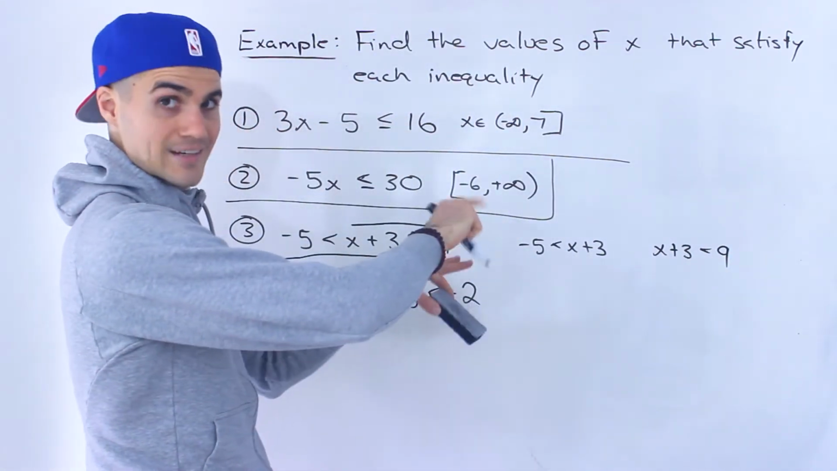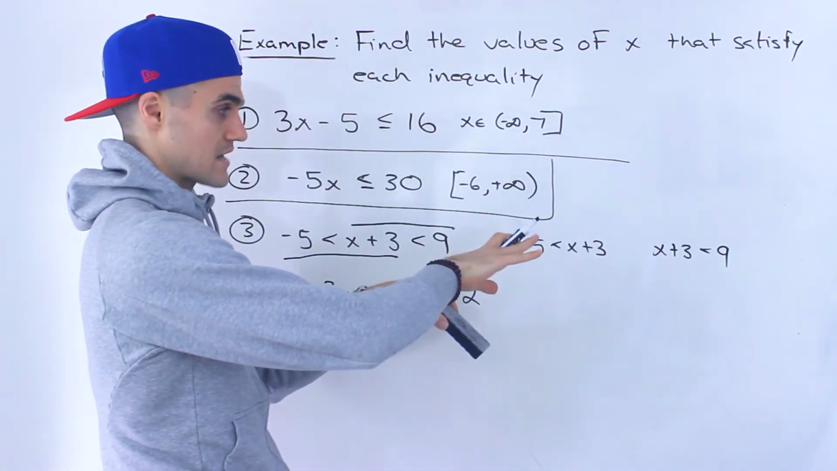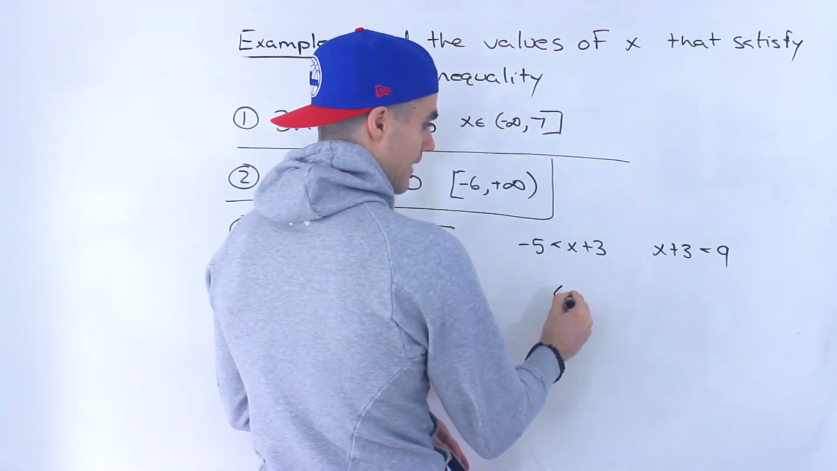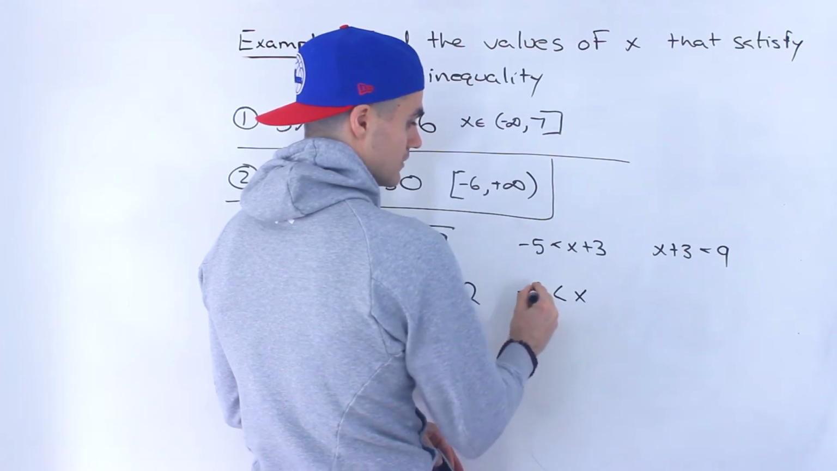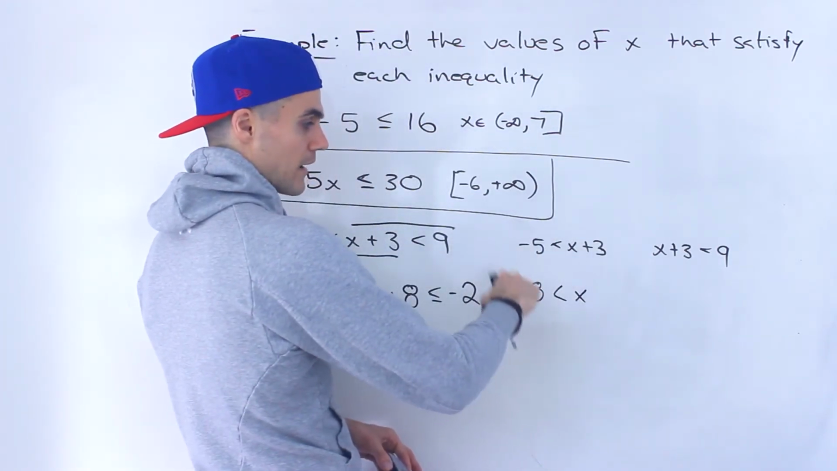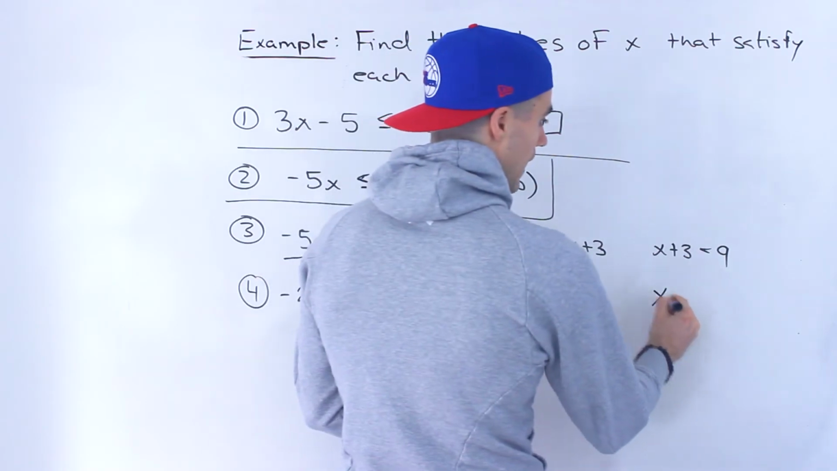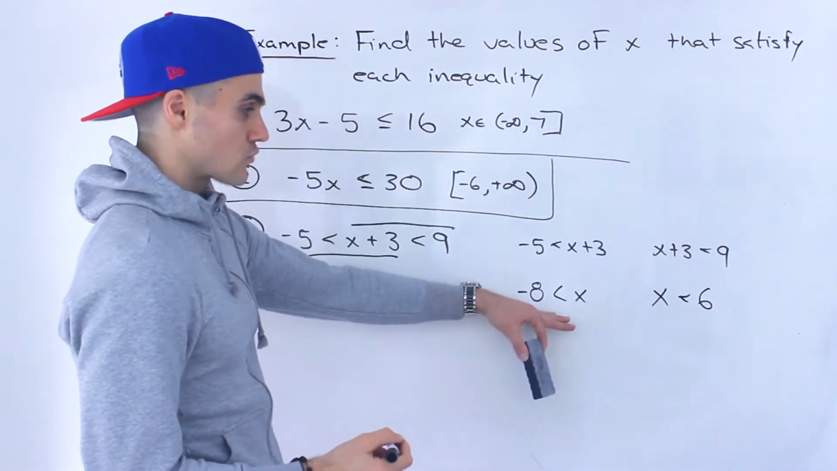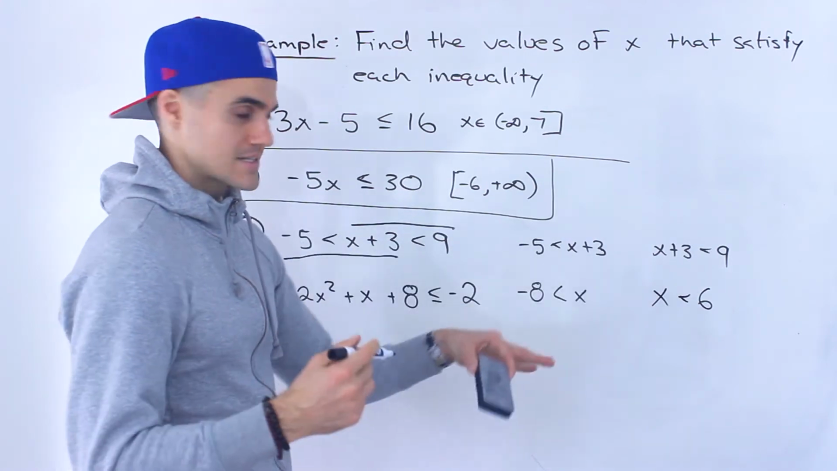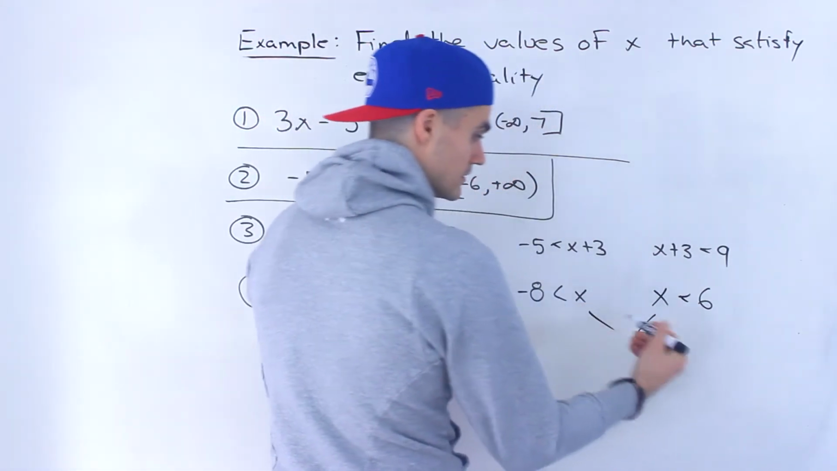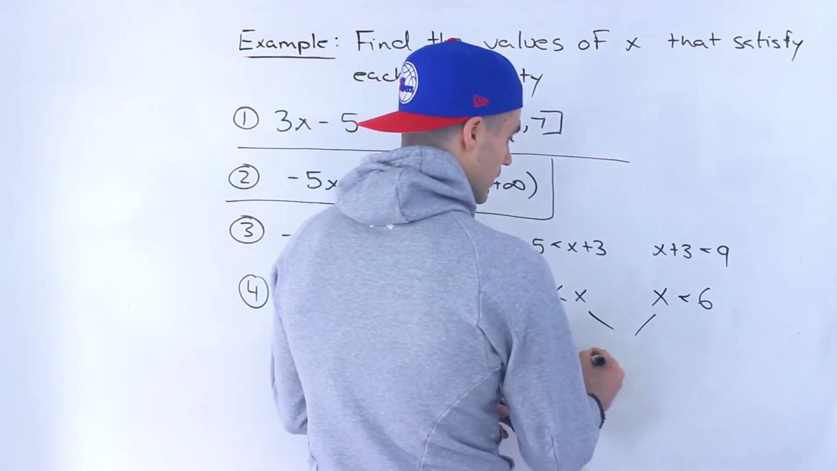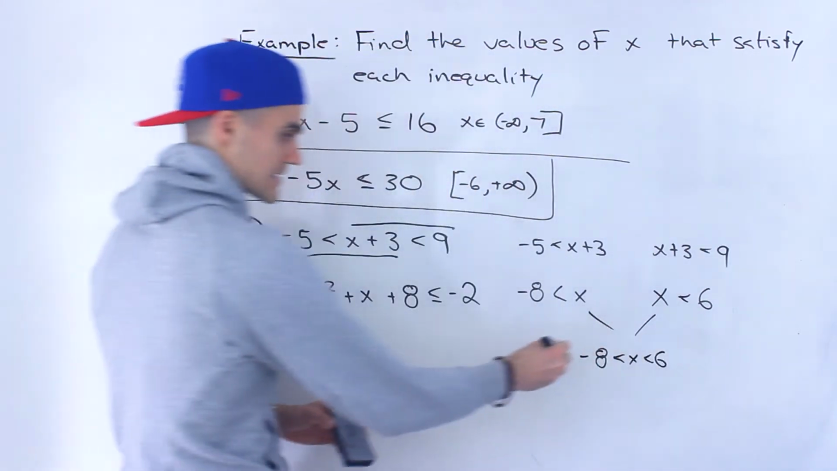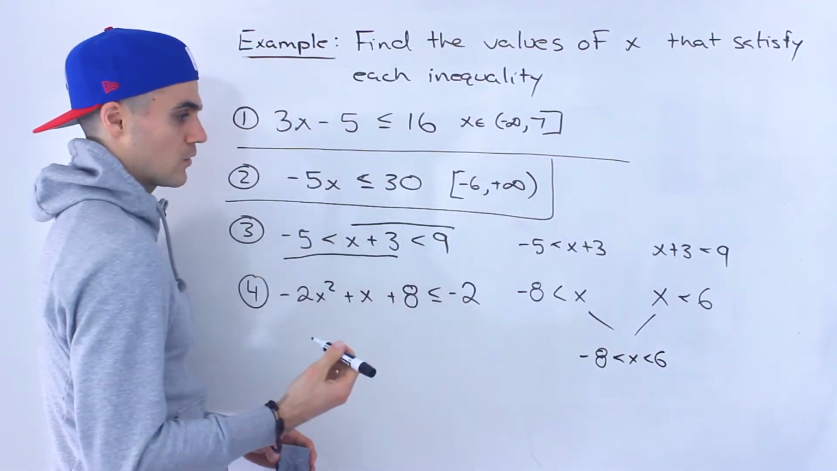Then I like to solve for the x's by themselves and then combine the answer. So notice here we would have x is greater than negative 8, right? When we bring this 3 over, negative 5 minus 3 is negative 8. Then over here we would have x is less than 6. So x has to be greater than negative 8, but less than 6. If we combine these into the same answer, x is between negative 8 and 6. That's what x has to be in between in order for this inequality to hold.